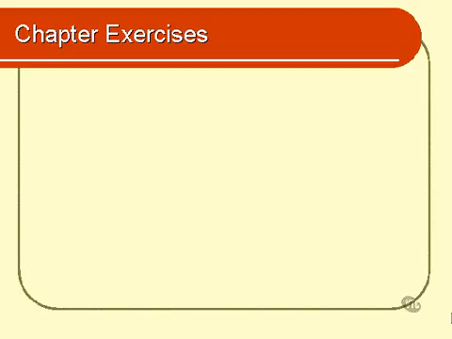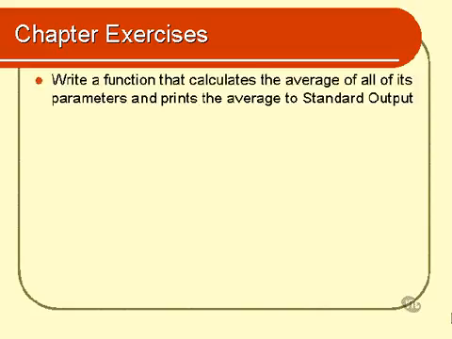Here are the exercises for Chapter 8. First, we have a simple script that will contain one function. That function will calculate the average of all of its parameters, and it will print that average to standard output. So essentially it will just echo it if it needs to.